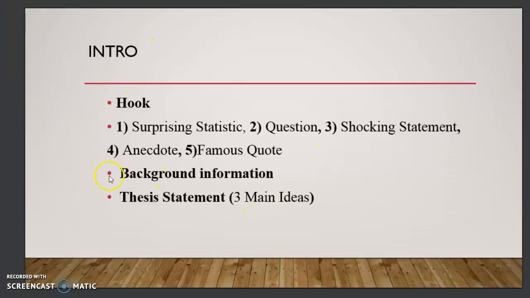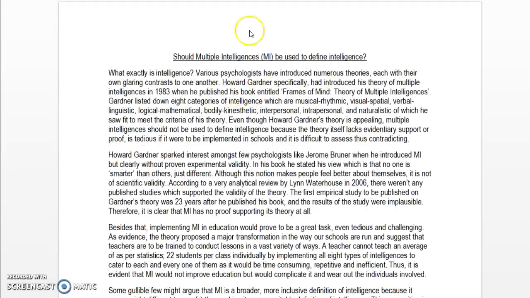Now let us get back to this introduction. As said earlier, the hook, after that background information and thesis statement. So what do I mean by this? Let's look at an example. Back to this essay here. They started the essay with a hook, which is a question: what exactly is intelligence? And then after this hook, all of this is actually background information. It talks about intelligence and how Gardner proposed the multiple intelligences.